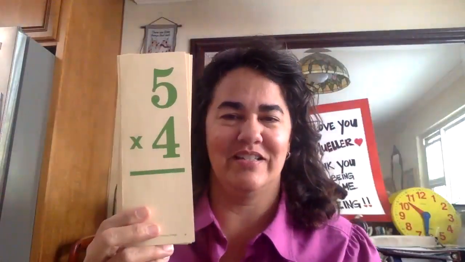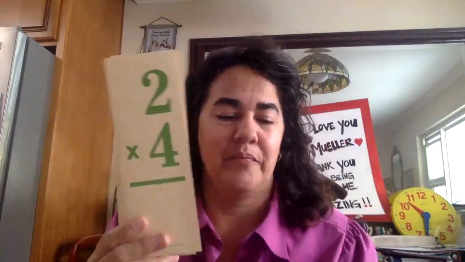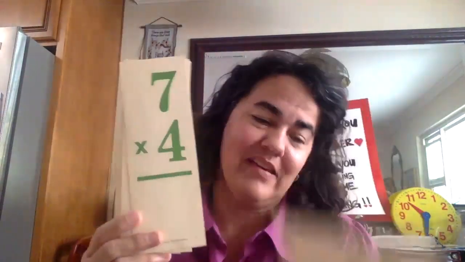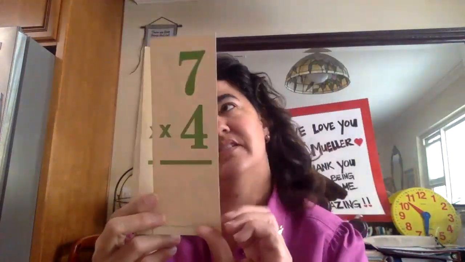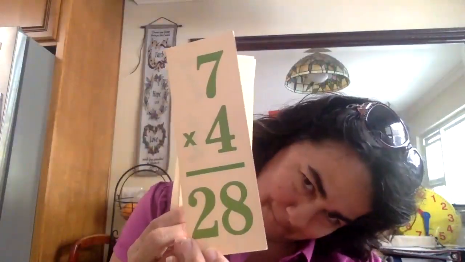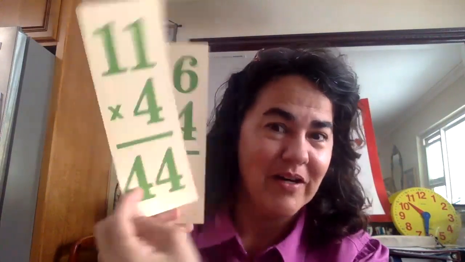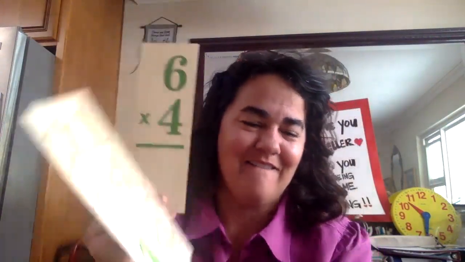5 times 4 is 20. Good job. 10 times 4 is 40. 1 times 4 is 4. 2 times 4 is 8. 7 times 4 is 28. Have you beaten me? 4 times 11 or 11 times 4 is 44. How many of you got it right? 6 times 4 is 24.